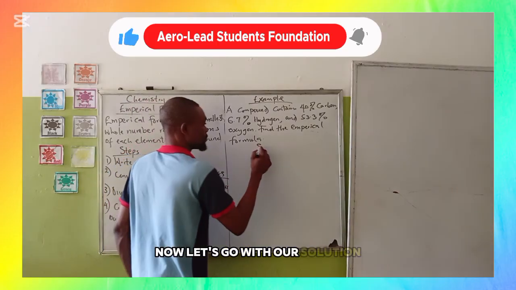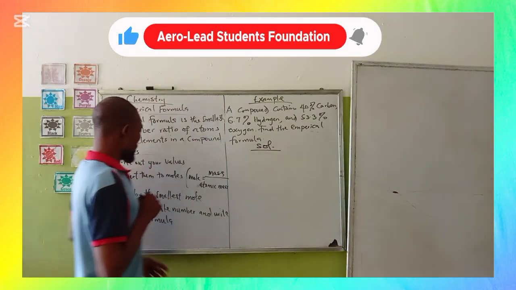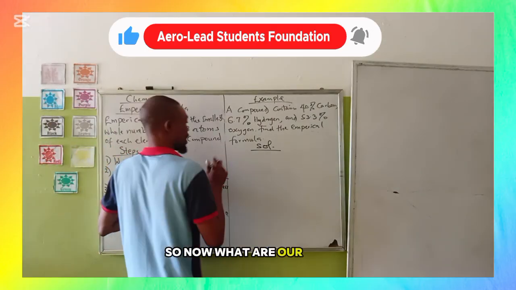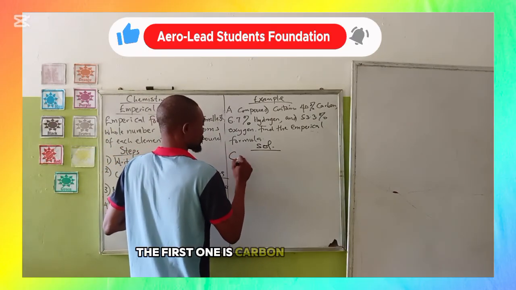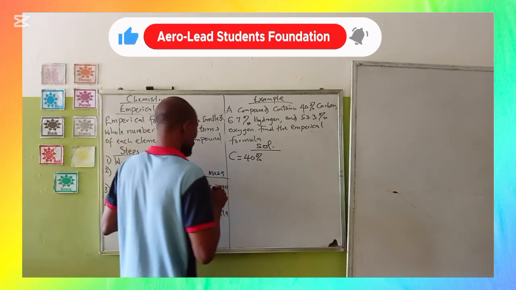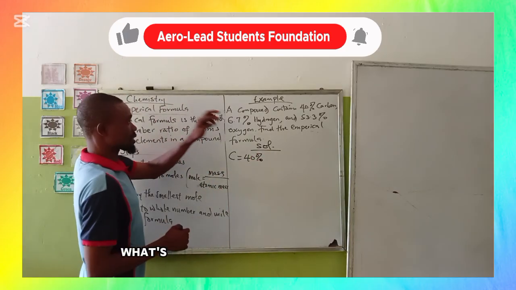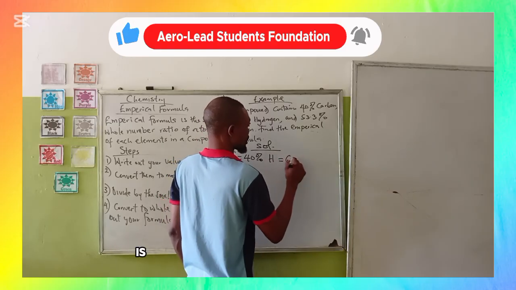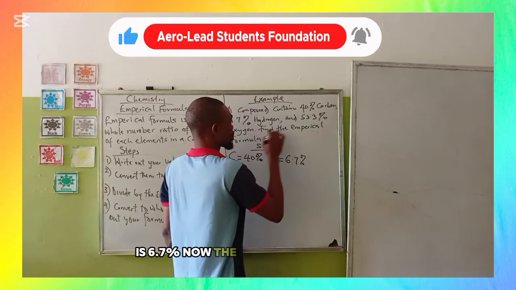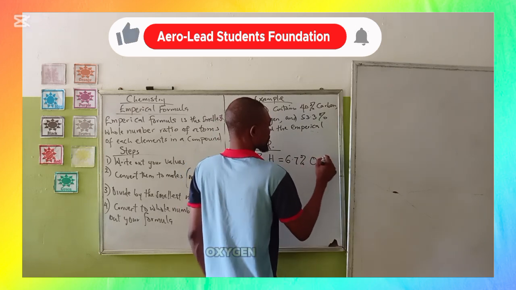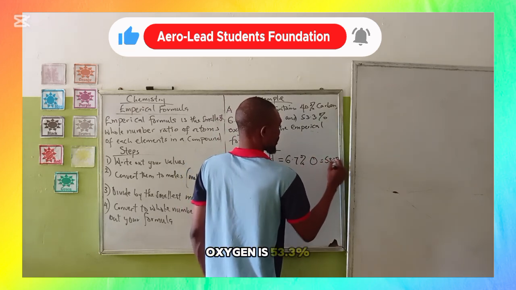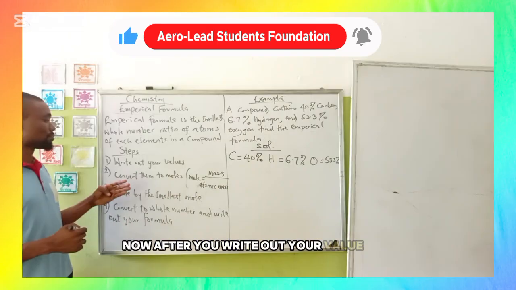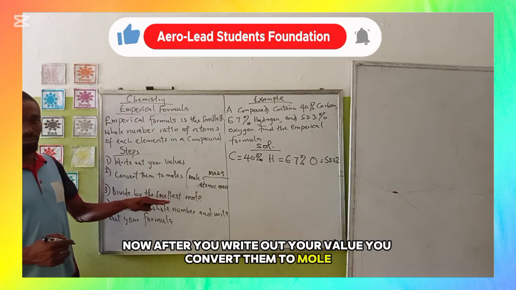Now let's go to our solution. Remember the first rule: write out your values. So what are our values? The first one is carbon. Carbon is 40%. The second value is hydrogen. Hydrogen is 6.7%. The third value is oxygen. Oxygen is 53.3%.